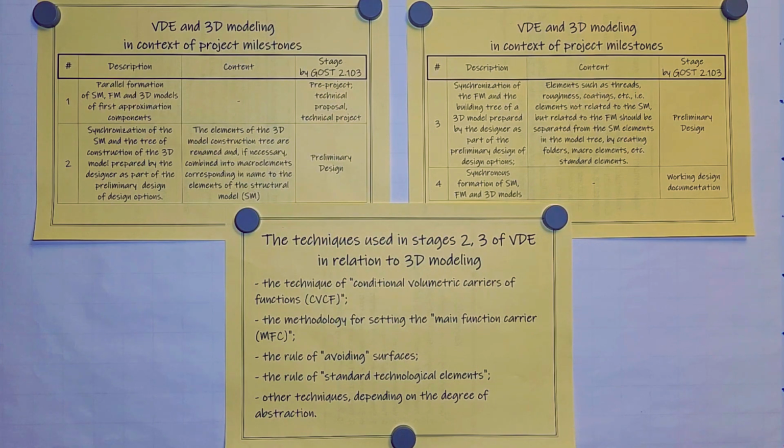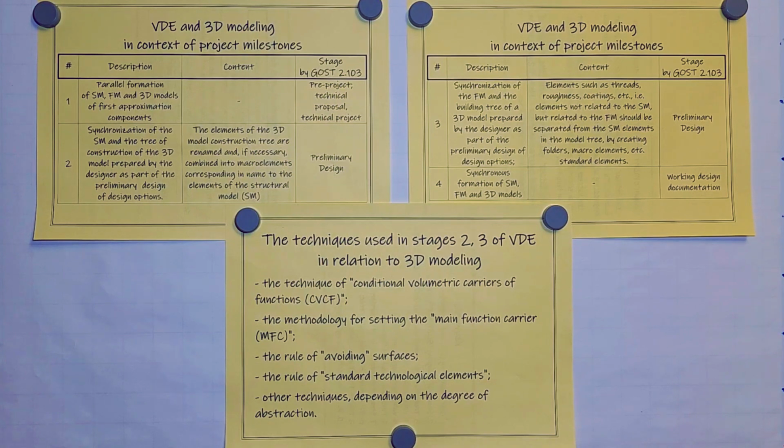In particular, of these models, pay attention to the factors proposed in issue number 7: object of analysis decomposition, formulation of functions, the method of conditional volumetric function carriers, the rule of avoidance surfaces, the rule of standard technological elements, and the method of setting the main function carrier are used not only for the formation of tabular structural functional components, but also for the formation of a 3D model building tree, i.e. when forming a tree of elements, groups of construction elements are combined into carriers of function corresponding to the same name, volumetric carriers of functions, as well as corresponding to them in volume and appearance.